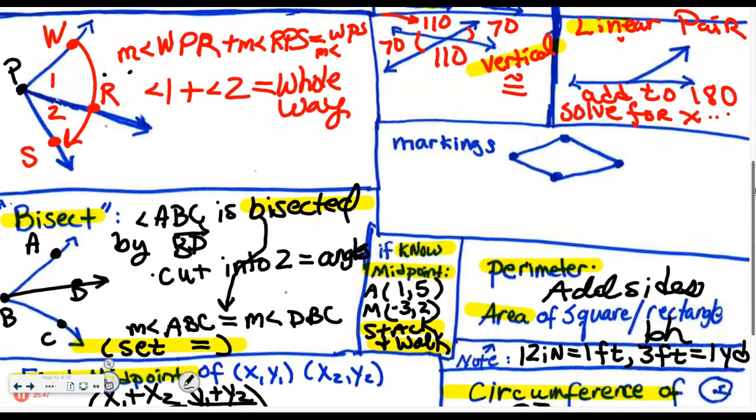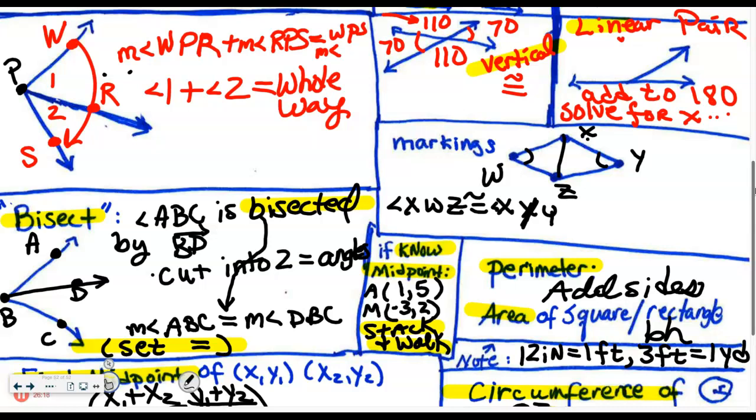Watch your markings. So let's go like this. And let's call this W, X, Y, Z. If I go like that and like that, what am I telling you about angle XWZ and XYZ? They're the same. Okay, so let's go angle XWZ is congruent to angle XYZ. That's what those markings mean.